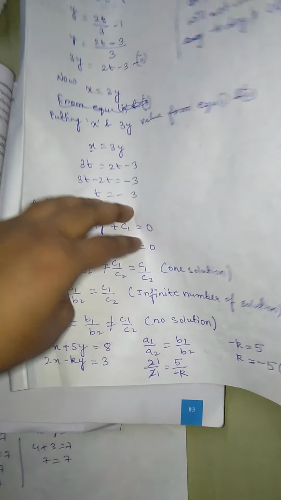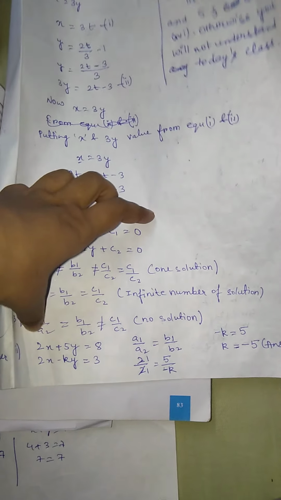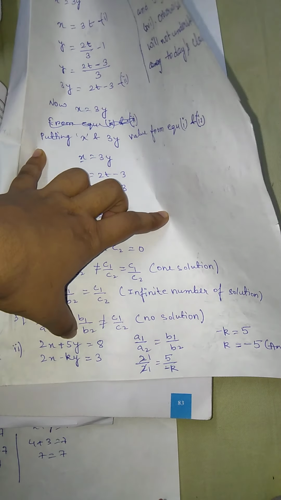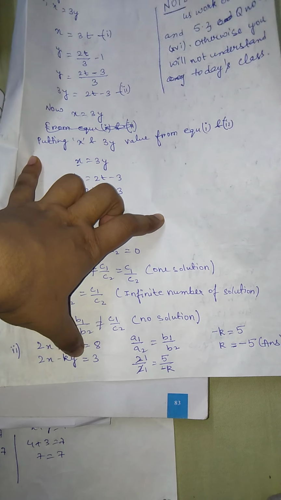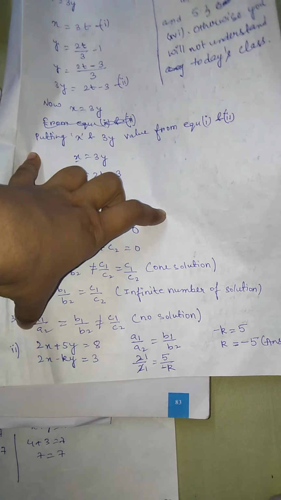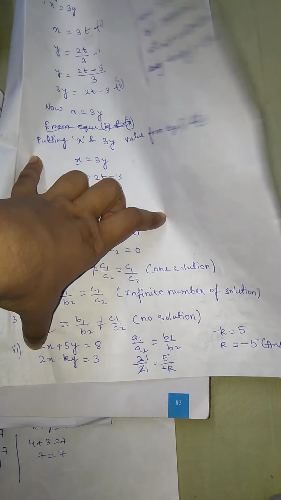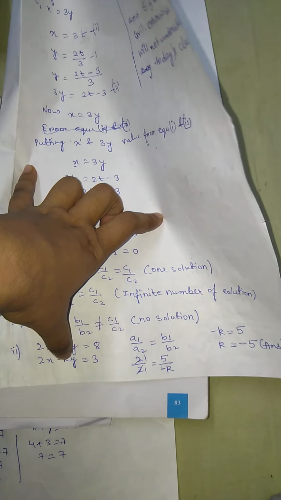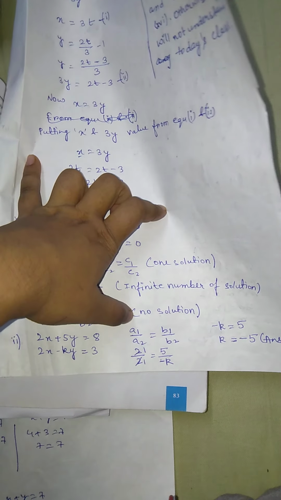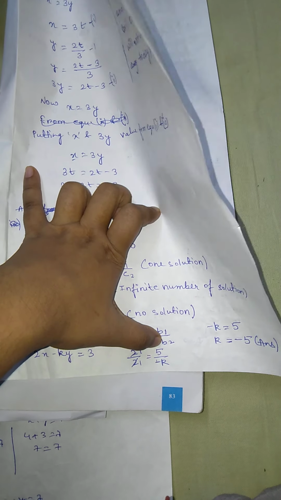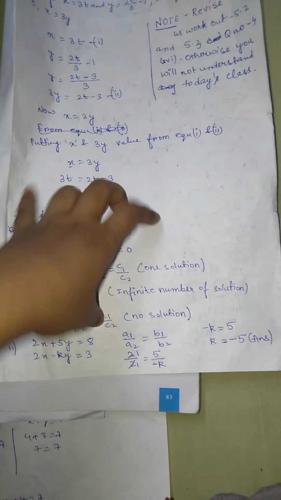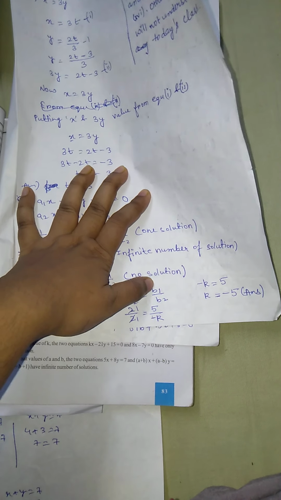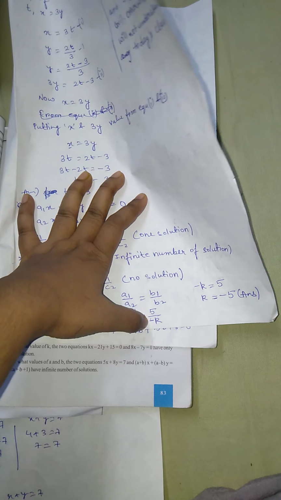Then at that time what you will do, you will take only this one, a1 by a2 equals b1 by b2. I have done already two number, 2x plus 5y equals 8, 2x minus ky equals 3. Now tell me what is the value of a1? a1 value is 2 and a2 value is also 2, b1 value is plus 5 and b2 value is minus k. So I have written a1 by a2 equals b1 by b2. No need to take this one. So a1 value is 2, a2 value is 2 equals b1 by b2, b1 value is 5, b2 value is minus k.